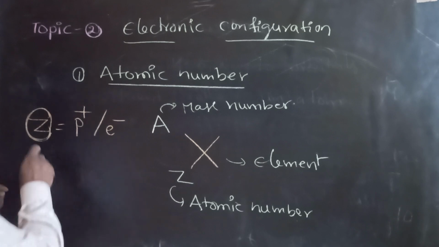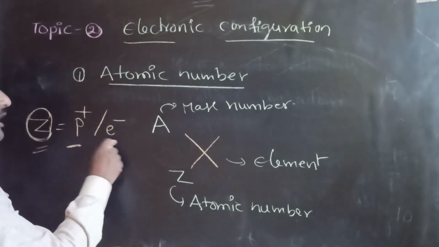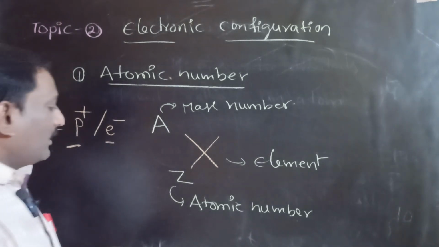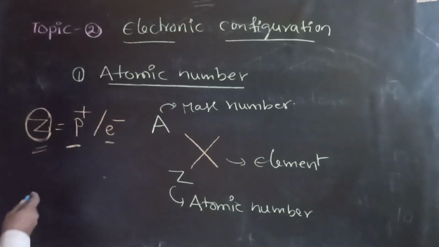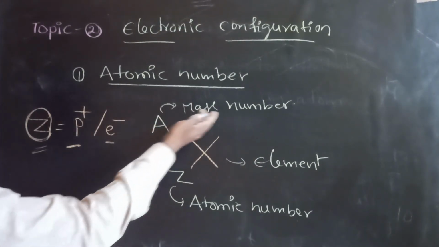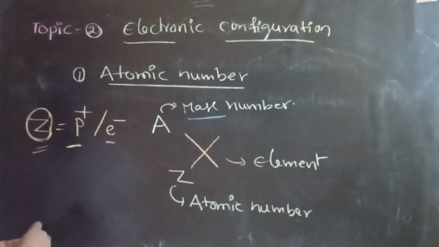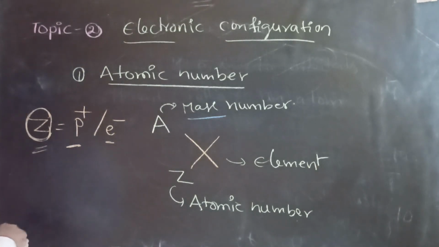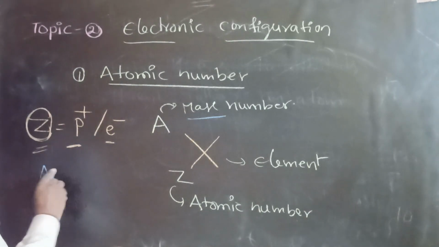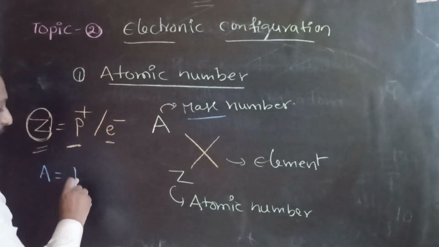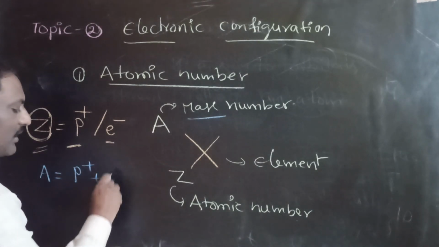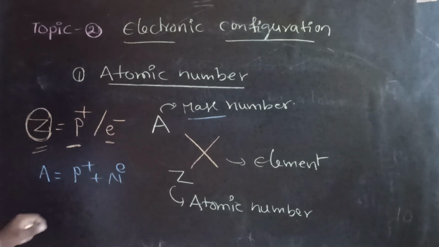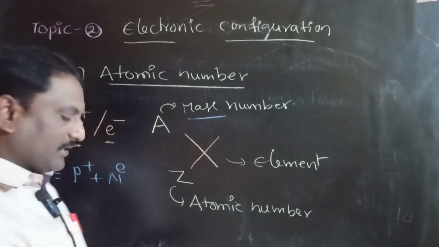So atomic number Z equals number of protons or number of electrons. Next one, atomic mass number. Atomic mass number is represented with capital A. It tells us the sum of the protons and neutrons present in the nucleus.